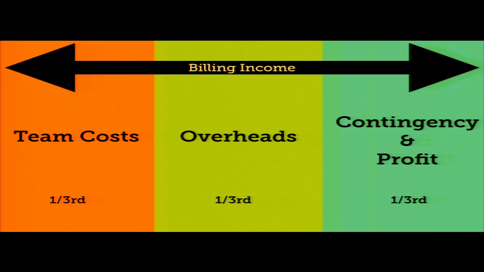And this is because this is how the finances of your company should be structured, to have a healthy agency that can survive and weather the storms. Team costs: imagine you're billing on a project. Team costs should be about a third of what you're billing, the direct team costs. The rest should be a contribution to overheads.